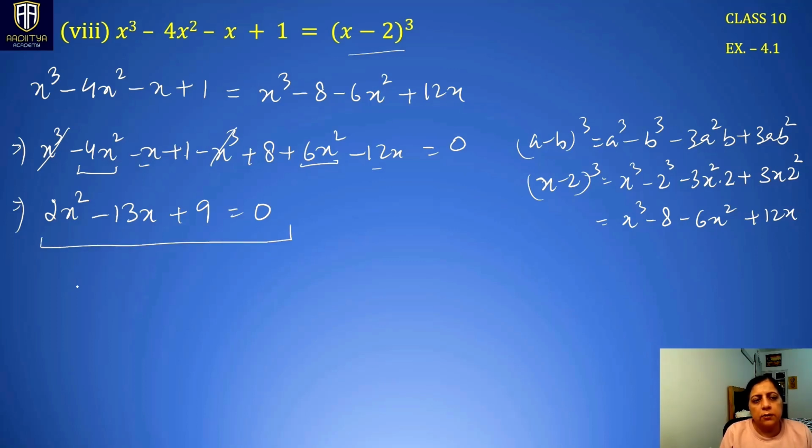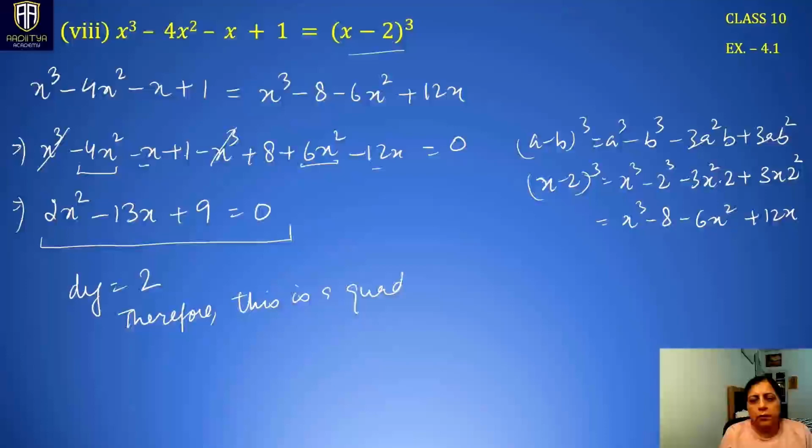And since the degree of this equation is 2, the highest power here of x is 2, so this forms a quadratic equation. Degree is 2, therefore this is a quadratic equation, right? So I hope this is clear.